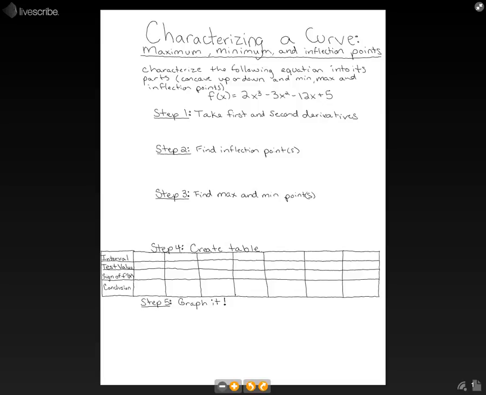So we have our function f of x equals 2x cubed minus 3x squared minus 12x plus 5. For our first step, we're going to take the first and second derivatives of this equation. We can then use this information in the next parts to find our inflection points and mins and maxes. So f prime of x is going to equal 6x squared minus 6x minus 12.